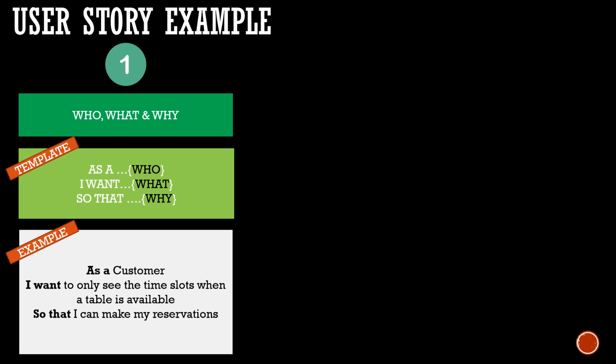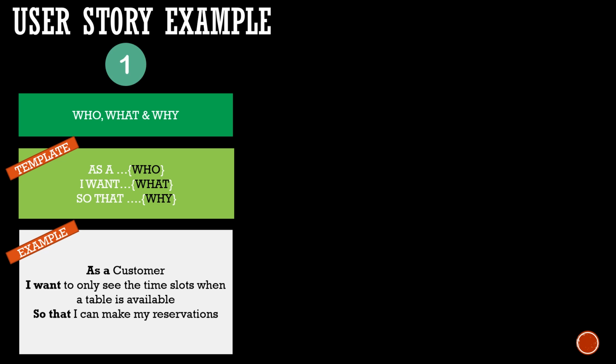So the component number 1 is who, what, and why. And the template which can help to frame this is a commonly used template. It is: as a who, I want what is required, so that why is required. So this is a basic template which can be used to capture this information. So let's see an example for this.